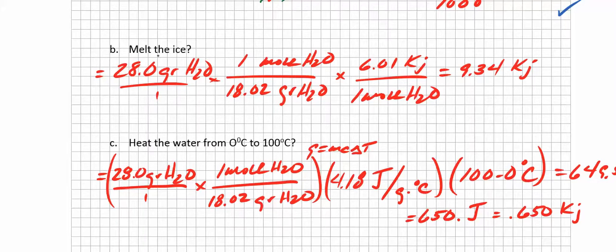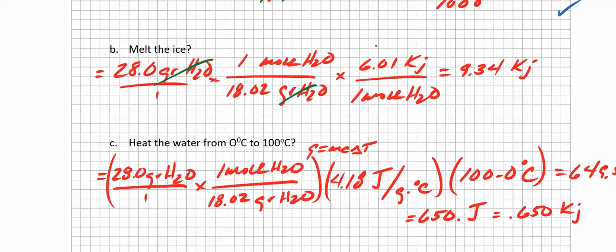So I'm going to start with the 28 grams of water over 1, and I'm going to convert that to moles. I've been told that 18.02 grams is the mass of 1 mole of water. That allows me to cancel this with this. And now I'm going to use the heat of fusion for water, because remember, I'm converting solid ice into liquid water, right?